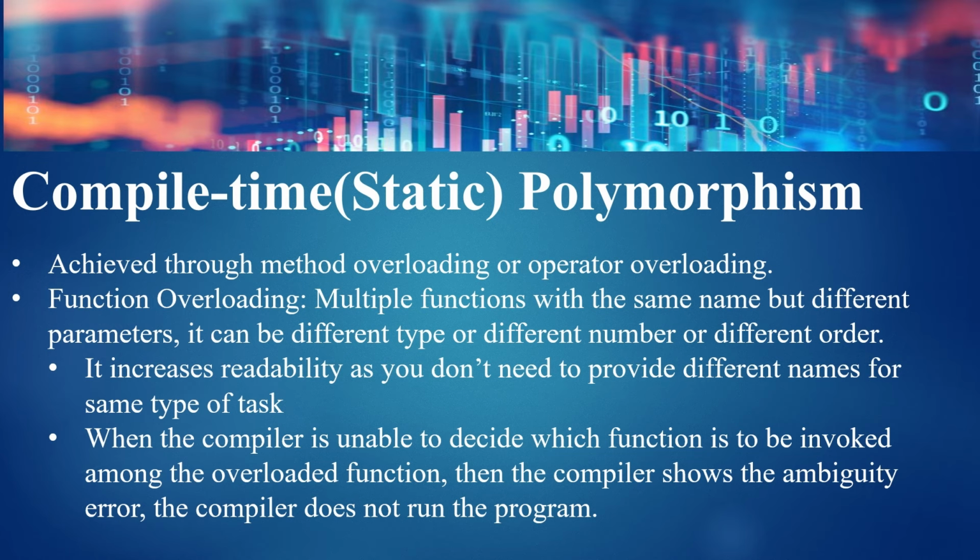If you define more than one function with the same name, that can give you a compile time error. So the way through which we can achieve this is either they will have different types of parameters, or they will have a different number of parameters, or they will have a different order of parameters. Out of these three conditions, at least one should be met, otherwise it will give you an error.